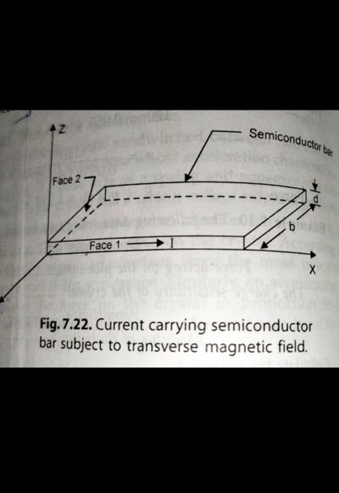Here the magnitude of the Hall voltage VH is given by VH equals RH times B times I divided by small b, where RH is the Hall coefficient, capital B is the magnetic field strength, I is the current carried by the specimen, and small b is the width of the specimen along the magnetic field.